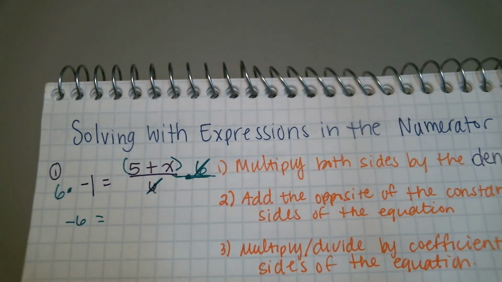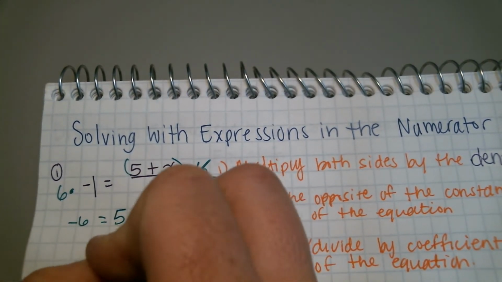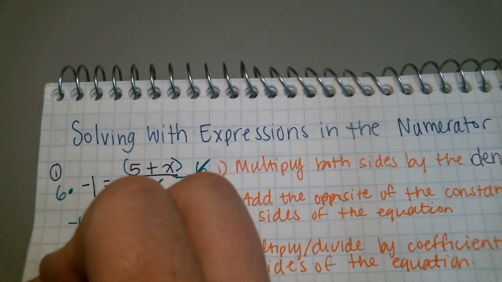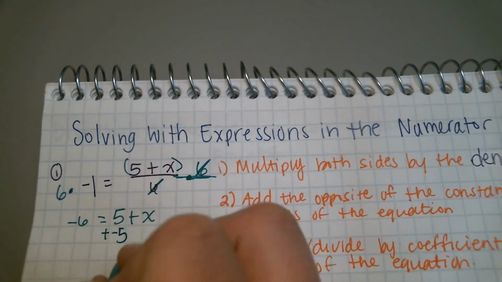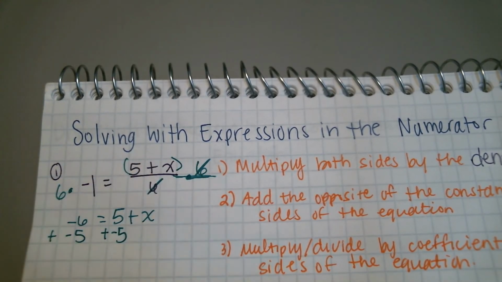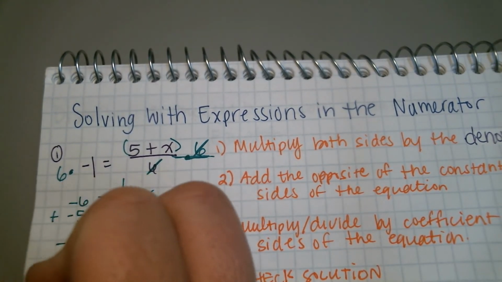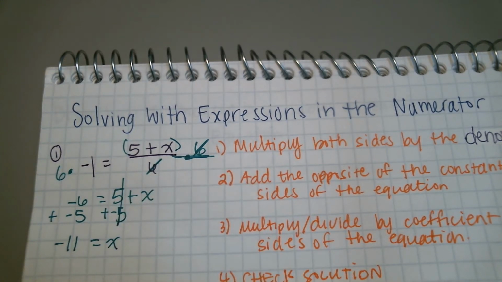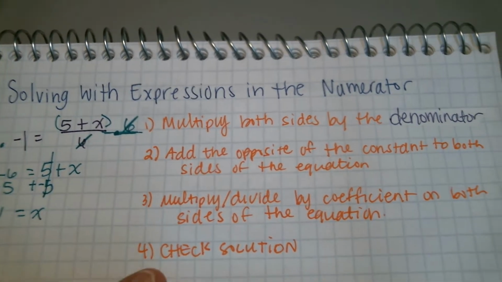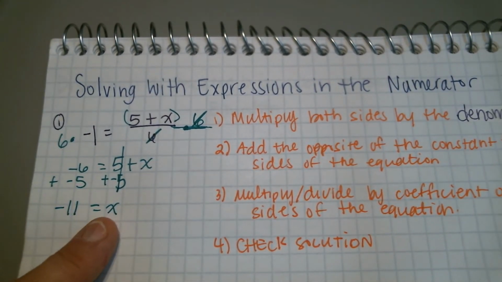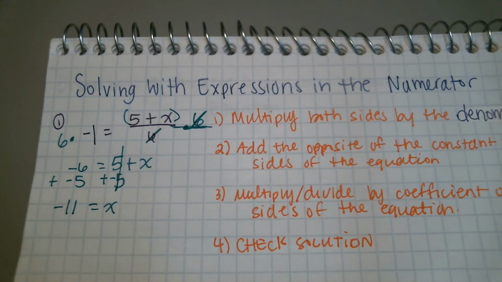They cancel out, and so what you're left with is just the 5 plus x, which is a really simple equation to solve. You just add the opposite of positive 5, which is -5, to both sides of your equation. This cancels. 5 plus -5 is 0, and -6 plus -5 is -11. So you get x equals -11. We didn't have to do step 3 because the coefficient of x, if it's just x, is 1. It's solved. But we do need to do step 4 and check the solution.